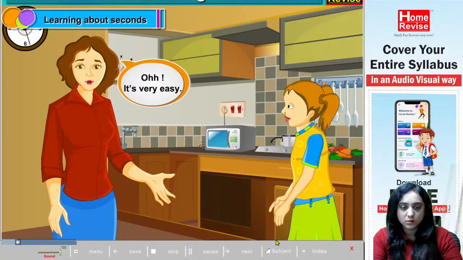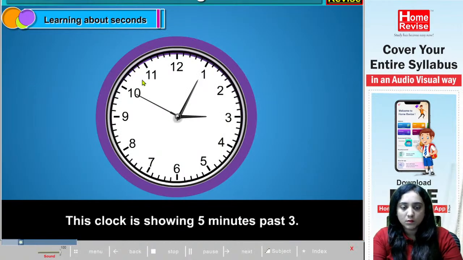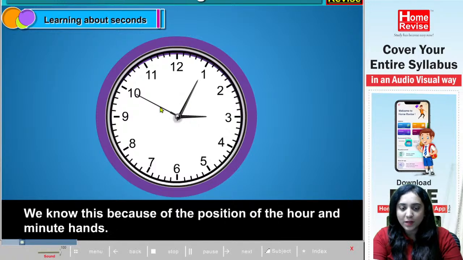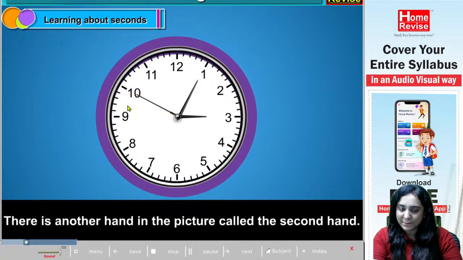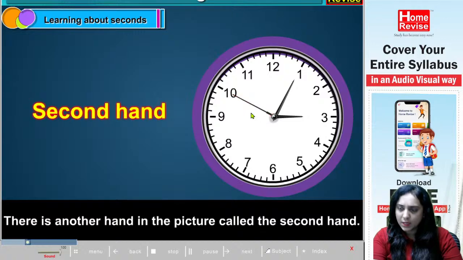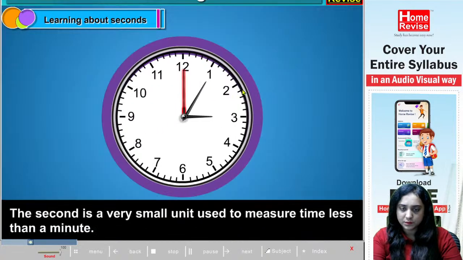Oh, it's very easy. Look at this clock. This clock is showing 5 minutes past 3. We know this because of the position of the hour and the minute hands. See, there is another hand in the picture called the second hand. It is the thinnest one. Very thin. This hand moves swiftly. The second is a very small unit used to measure time less than a minute.